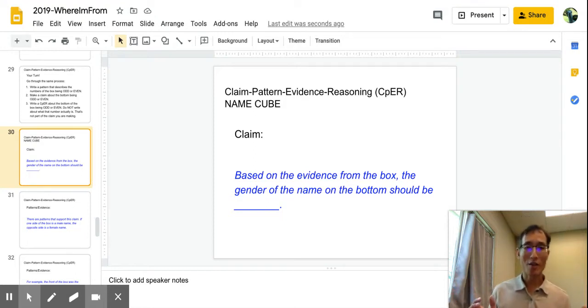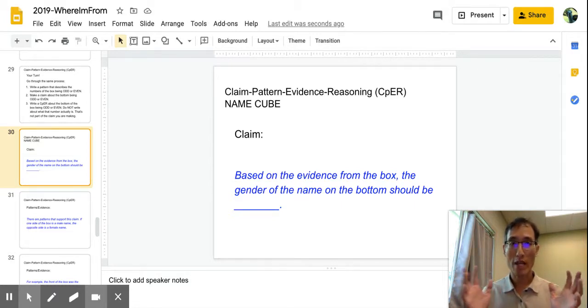Okay, now we have the claim, evidence, reasoning on the number cube, and now you've looked at the name cube. The name cube has a lot more patterns there. Remember, I do not want you to look at the numbers at all, but only the names and what they have in them. So there's a lot of information there.